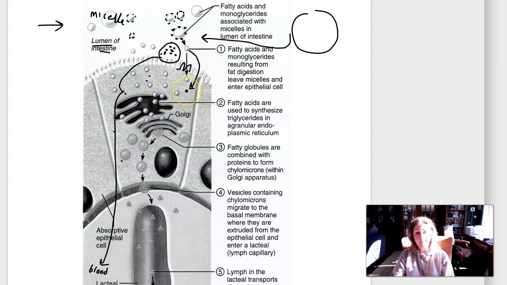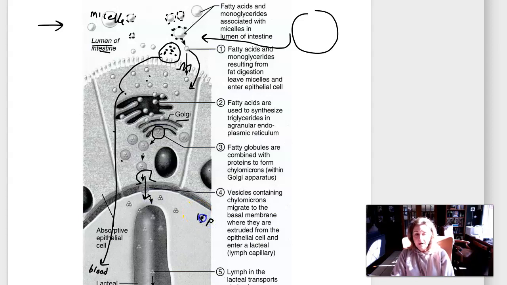The cell actually remanufactures triglycerides. So it will take the individual fatty acids that cross the membrane, the smaller fats, and manufacture triglycerides. And then the cell puts a protein coat on that fat, and that is known as a chylomicron. The chylomicrons, in other words the protein-coated fat, get packaged in membranous vesicles by the Golgi, and then those membranous vesicles are going to release the chylomicrons by exocytosis into the interstitial fluid.